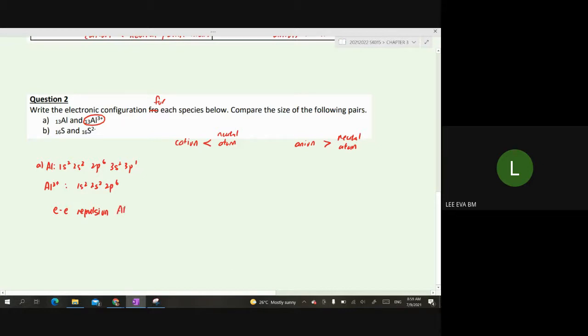So if you want to do comparison, electron repulsion, madam guna short form. Okay, for Al3+ is smaller than the parent atom. Okay, because now it has fewer electrons, so repulsion will be smaller. And then the electron cloud of Al3+ is also smaller compared to your parent atom. So how about the attraction?